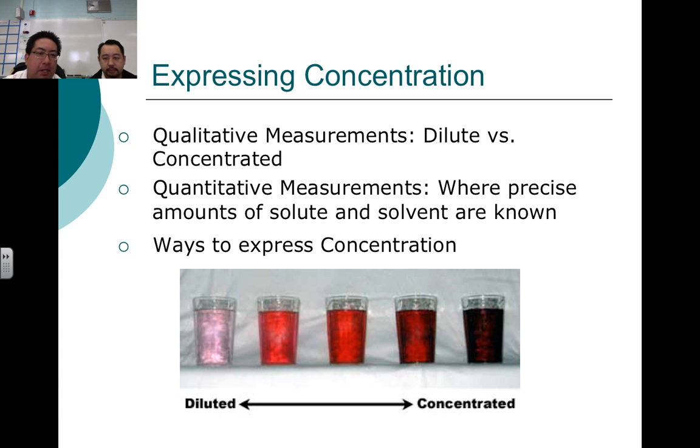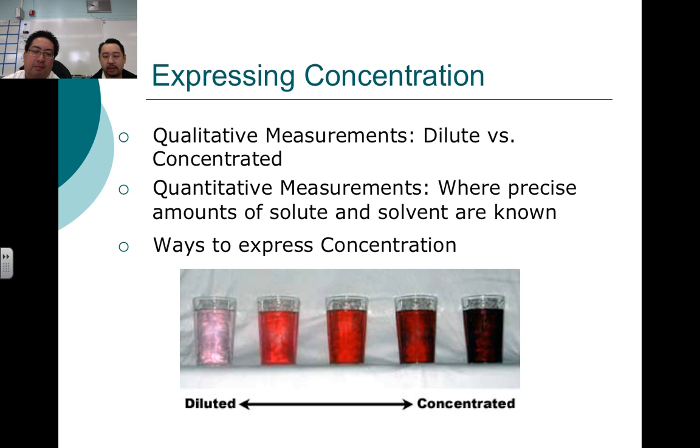Expressing concentration can be done in a couple different ways. One way is to do it qualitatively, and qualitative measurements are basically relative measures. So we could say dilute or concentrated. If you look in the figure on the bottom, we start with diluted over here, where there isn't much solute, and concentrated where there's a lot of solute. But for us, we're more interested in exact amounts. So as scientists, we'll be looking at numerical measurable values, and that's quantitative measurements.